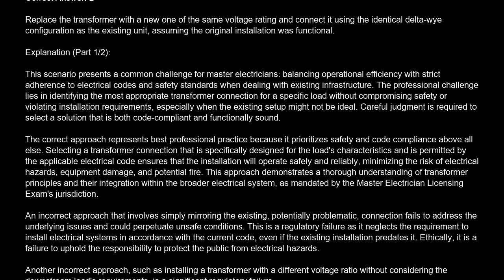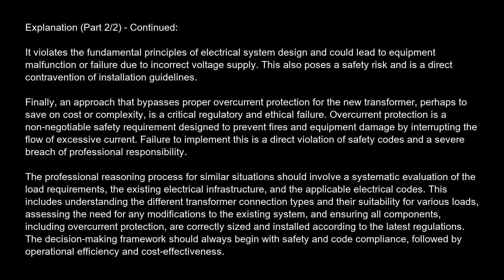Another incorrect approach, such as installing a transformer with a different voltage ratio without considering the downstream load's requirements, is a significant regulatory failure. It violates the fundamental principles of electrical system design and could lead to equipment malfunction or failure due to incorrect voltage supply. This also poses a safety risk and is a direct contravention of installation guidelines. Finally, an approach that bypasses proper overcurrent protection for the new transformer, perhaps to save on cost or complexity, is a critical regulatory and ethical failure. Overcurrent protection is a non-negotiable safety requirement designed to prevent fires and equipment damage by interrupting the flow of excessive current.